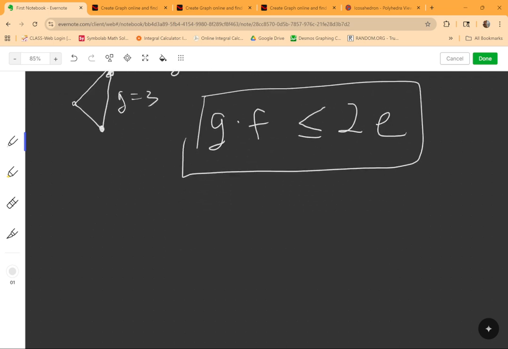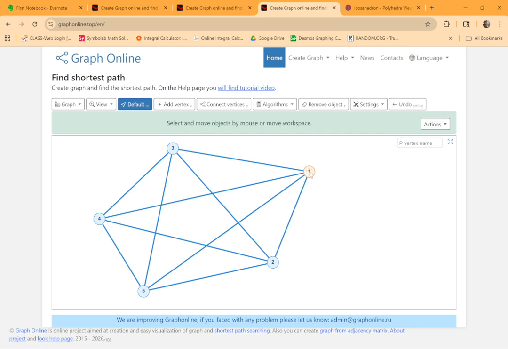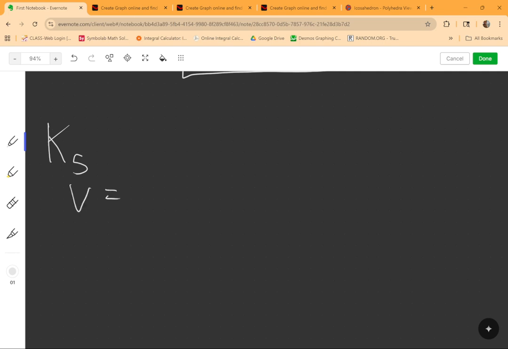So now let's go back to establishing K5 being not planar. So again, K5 looks like this. Looking at this, we have 5 vertices, so each vertex has 4 edges, but we're double counting them. So here, vertices is going to be 5.